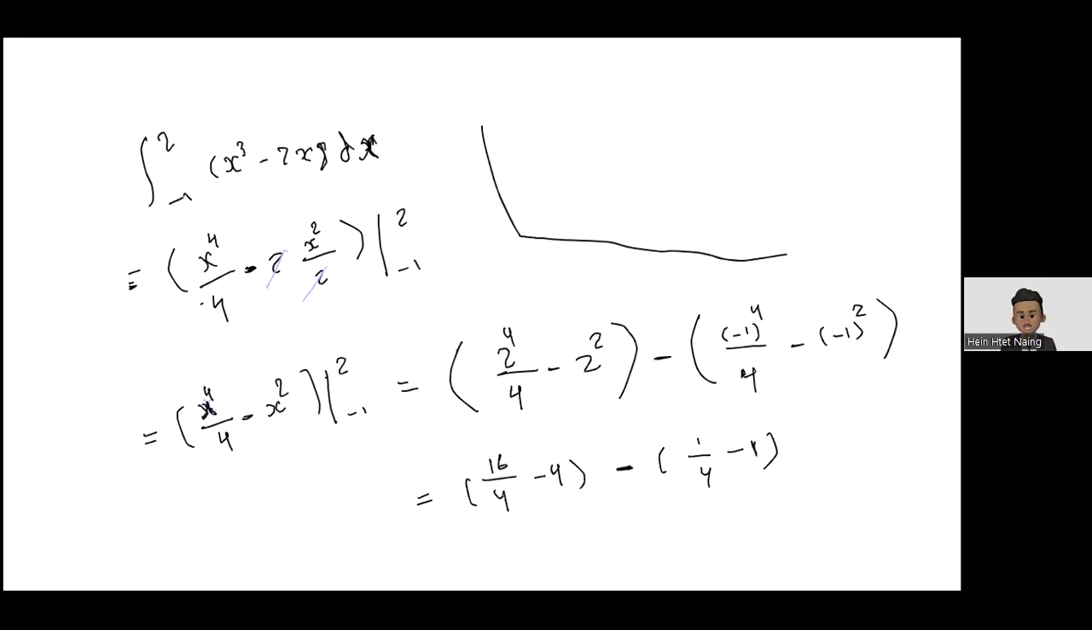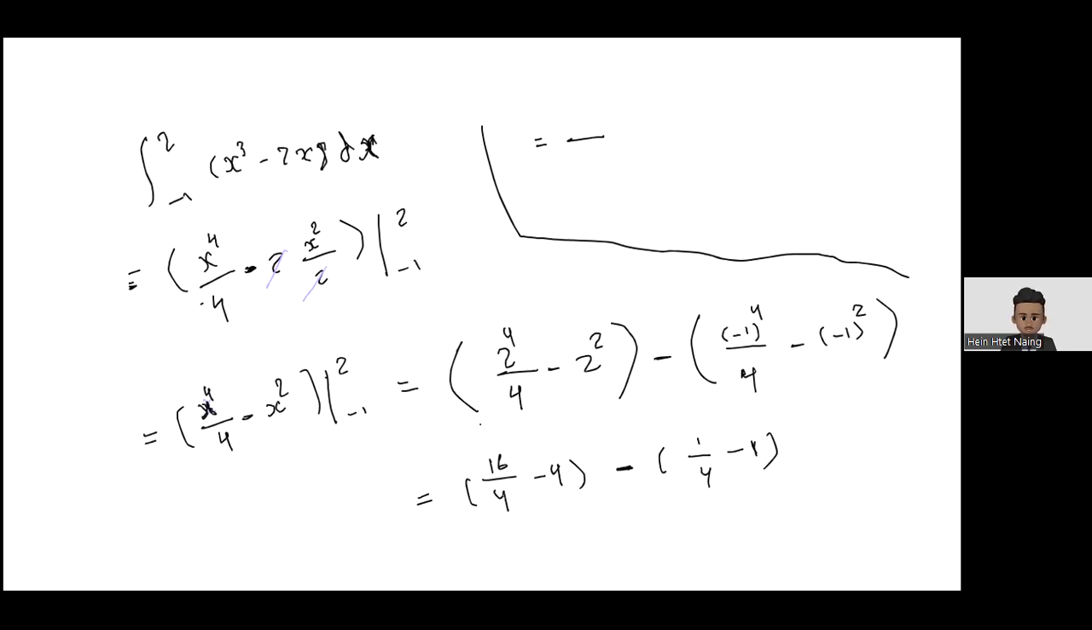So the front one is, what will we get? I think I made it wrong in some way, sorry. h to the 4 over 4, sorry, h to the 4 over 4 minus 2h squared over 2. Okay, so this is h to the 4 over 4 minus, yes, h squared. And then we put the value 2. 2 to the 4 is just 16. Okay, 16 over 4 minus 4. So the front one will be right like this.